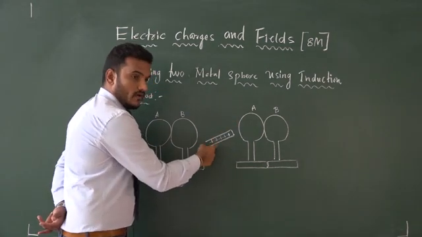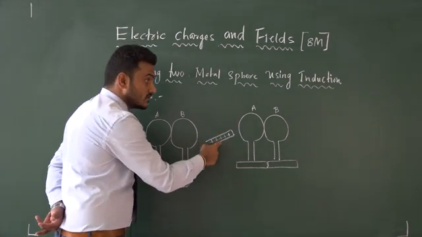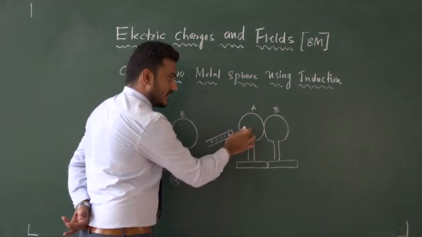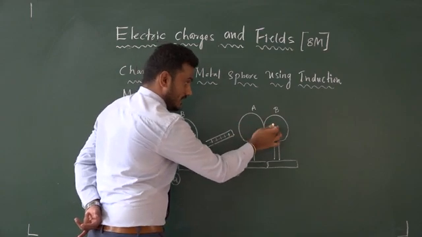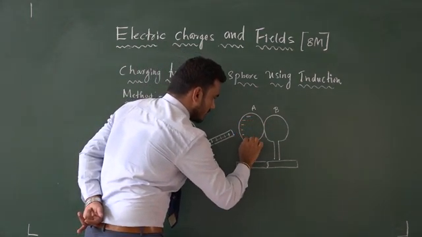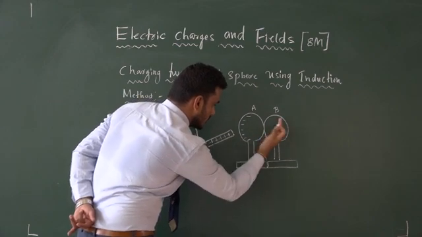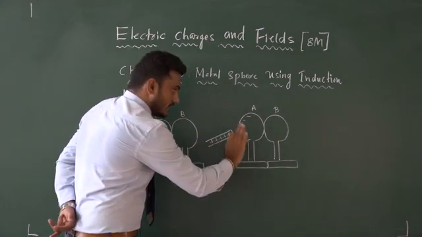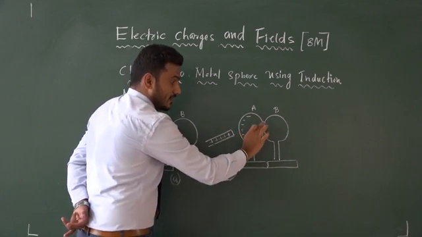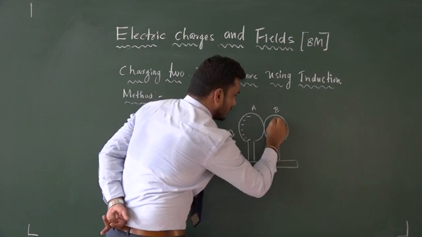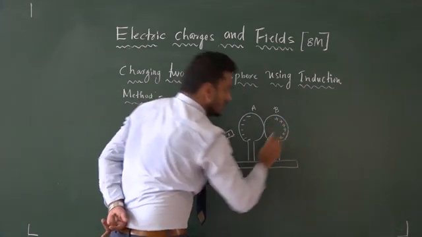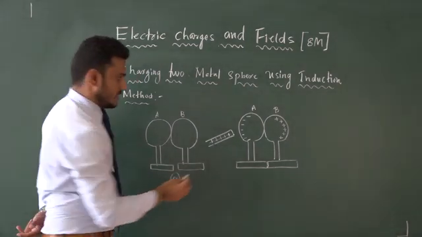When you bring a positively charged rod near to the metal sphere A, the free electrons which are present in metal spheres A and B move towards the rod due to the force of attraction. They will move towards the rod. And the positive charges present in spheres A and B move away from the rod due to repulsive force. This is diagram B.